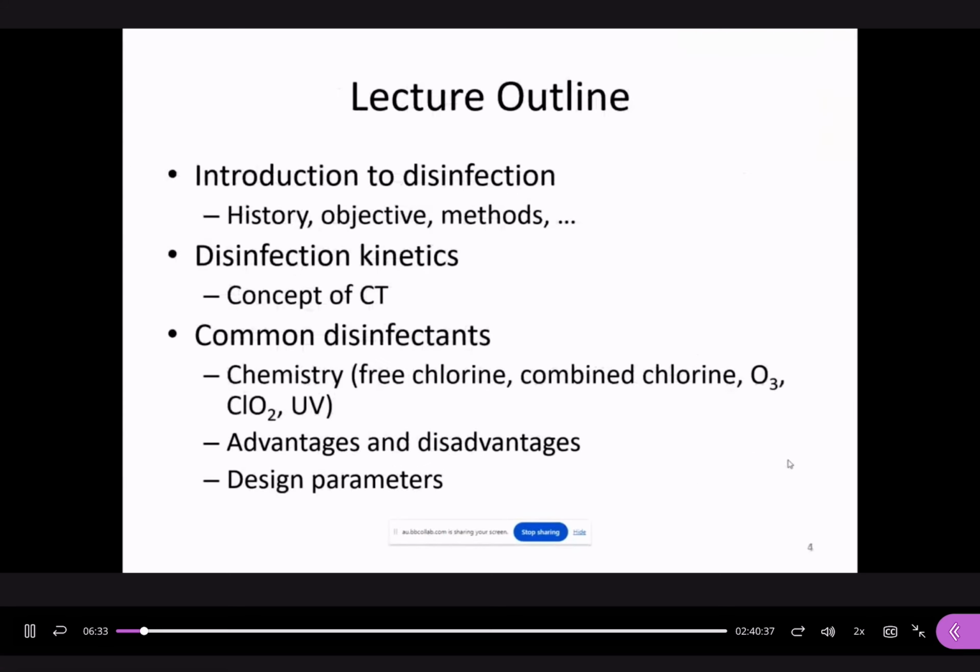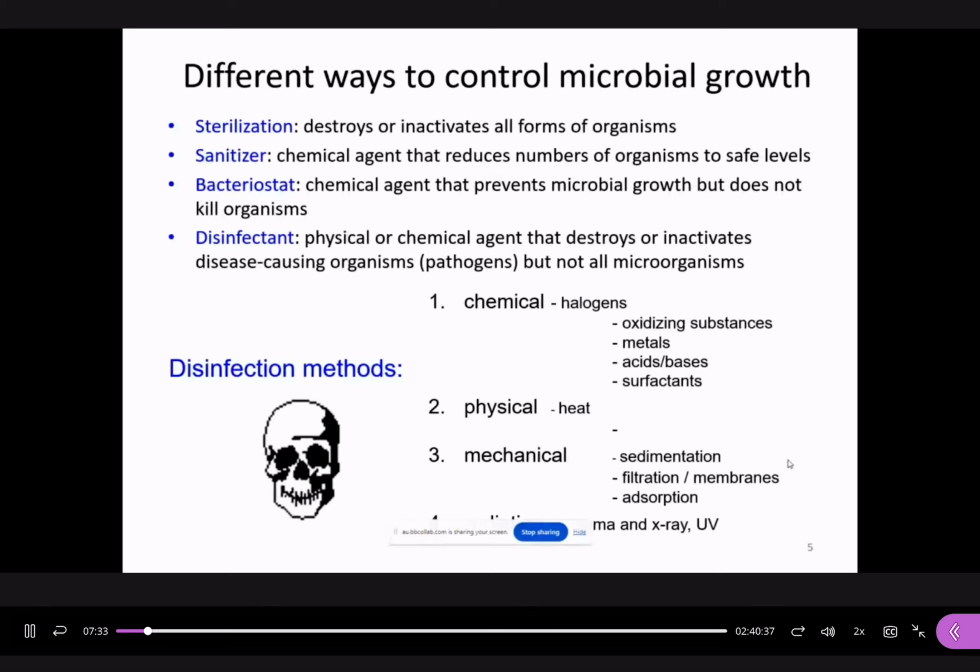So what we will cover today: an introduction to disinfection, its history, objectives and methods. We discuss disinfection kinetics, especially a very important concept, the CT value, concentration times contact time. We also go through a number of common disinfectants and discuss their chemistry: free chlorine, combined chlorine, ozone, chlorine dioxide, and UV, of course high-energy UVC, and their advantages and disadvantages. And finally, some design parameters for the disinfection tank.